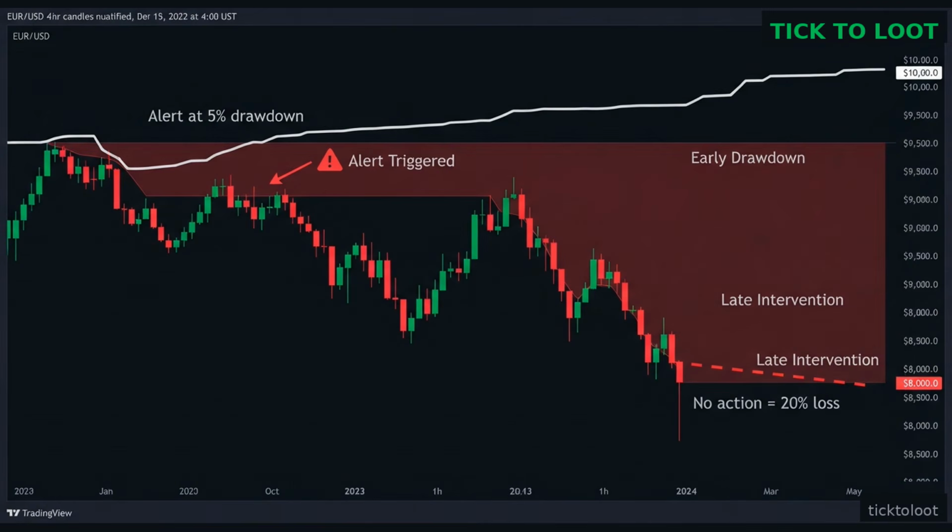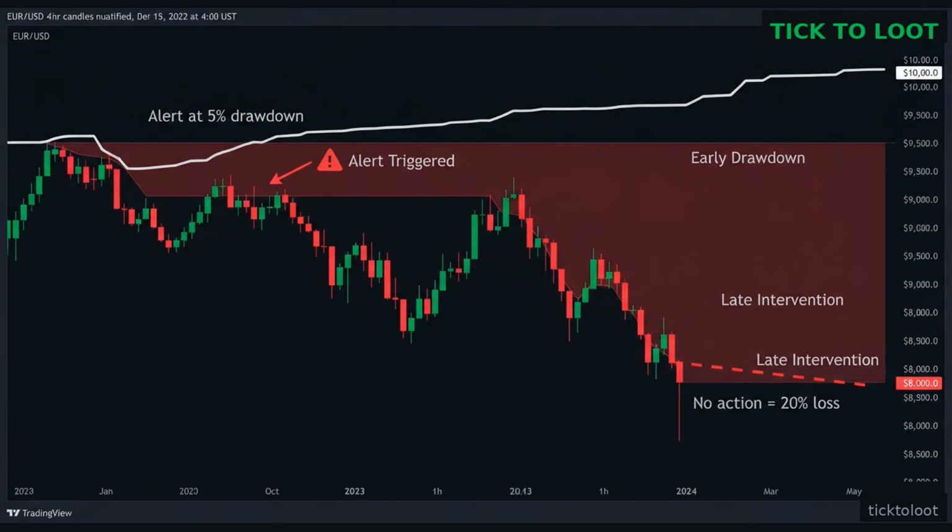Now that we know what a drawdown control system looks like, let's talk about timing. Monitoring drawdown early is like checking the fuel gauge before you run out of gas. If you wait until the tank is almost empty, you risk being stranded on the side of the road. In trading, the moment your account equity starts to slip from its peak, you should have a clear view of how far it has fallen.